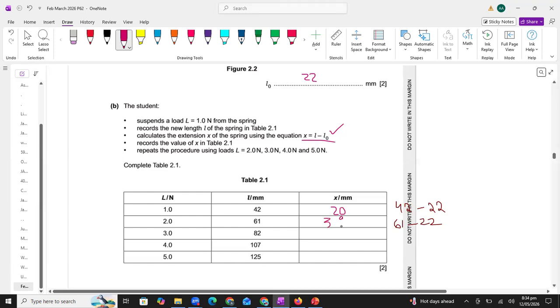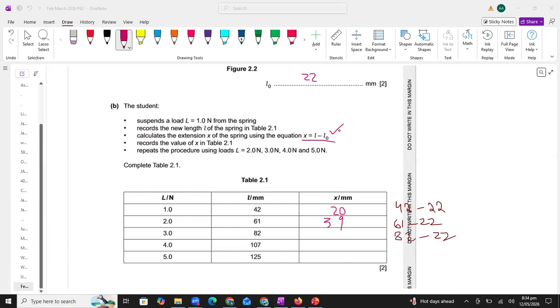Okay. In the next reading, we have to subtract 82 and 22. What will we get, students? 60. All right. Now tell me the next reading, 107 minus 22. Okay, 85. All right. And 125 minus 22, we are getting 103. Well done, Zuresh.